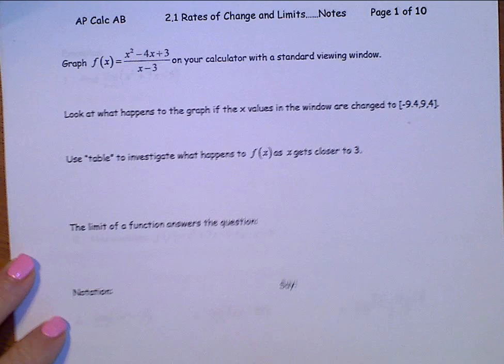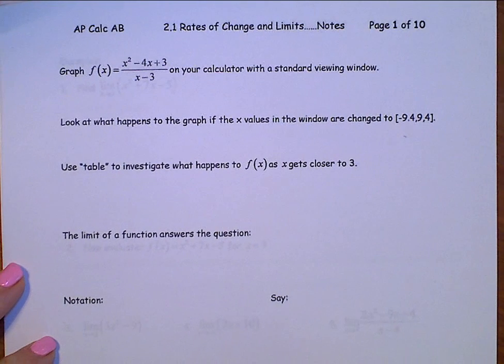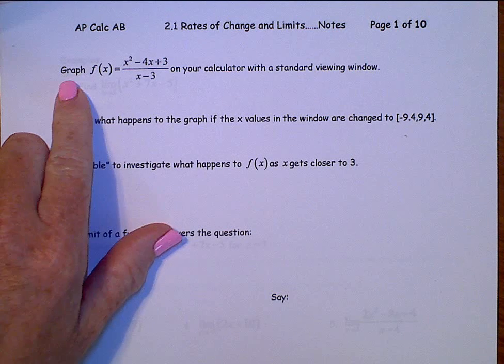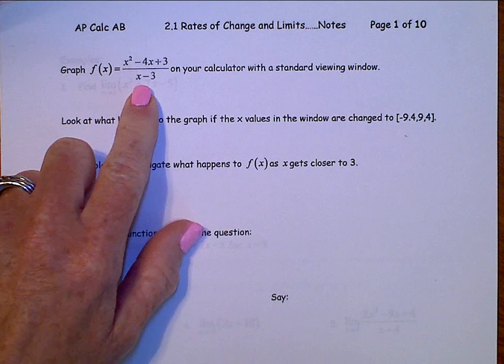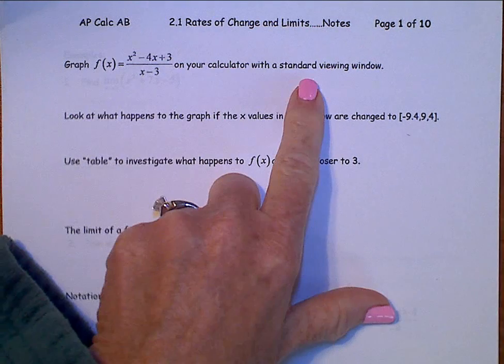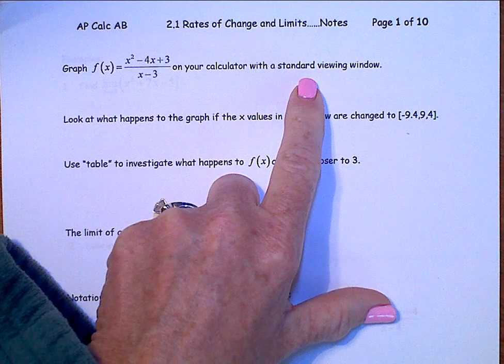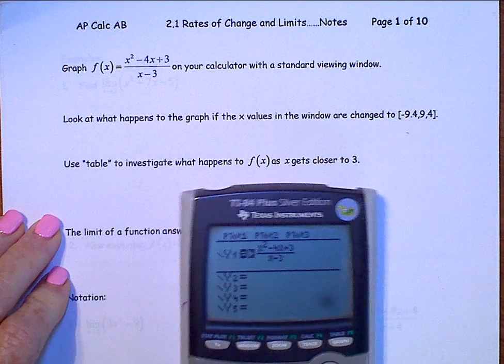This is AP Calculus AB, section 2.1, page 1. Alright, let's start off first. We're going to graph f of x equals x squared minus 4x plus 3 over x minus 3 on your calculator in the standard viewing window, negative 10 to 10 in both the x direction and the y direction. I've done that for us already.